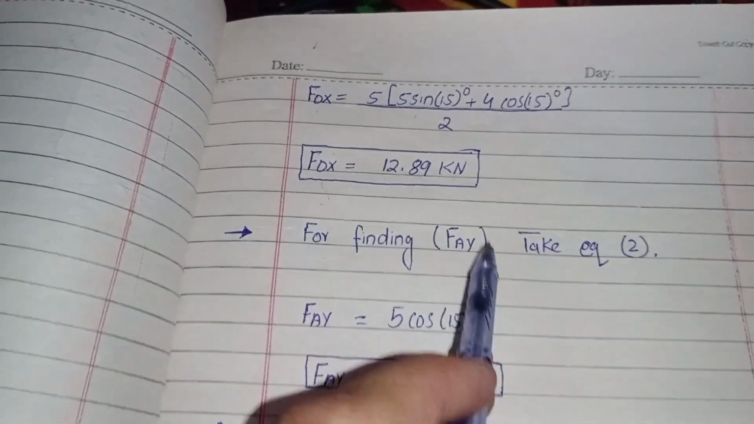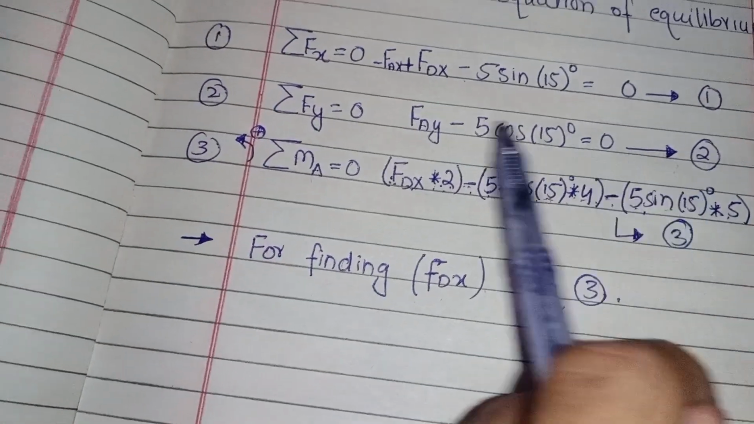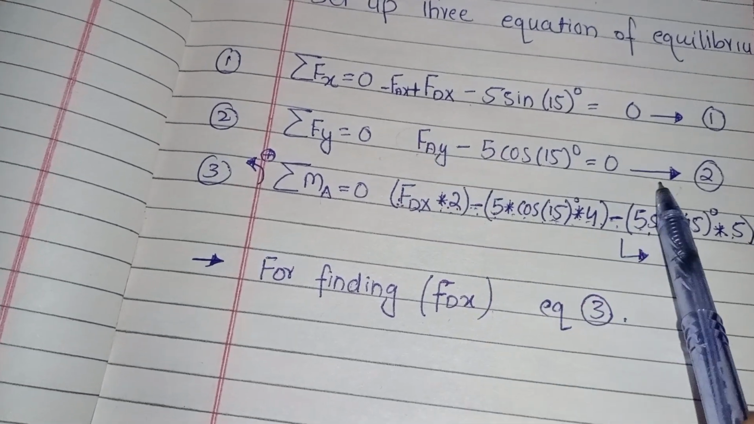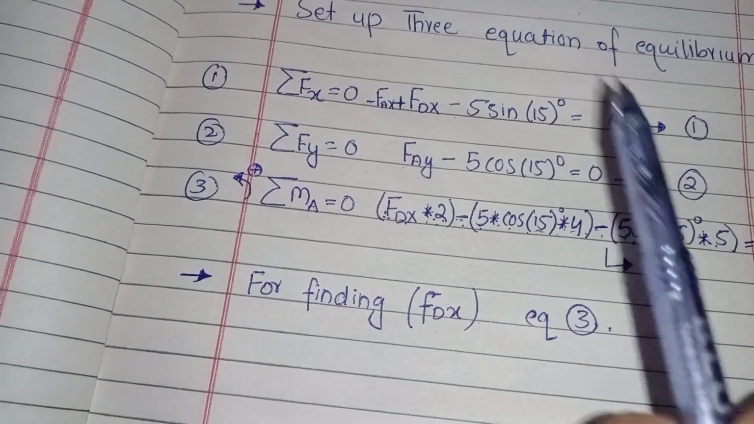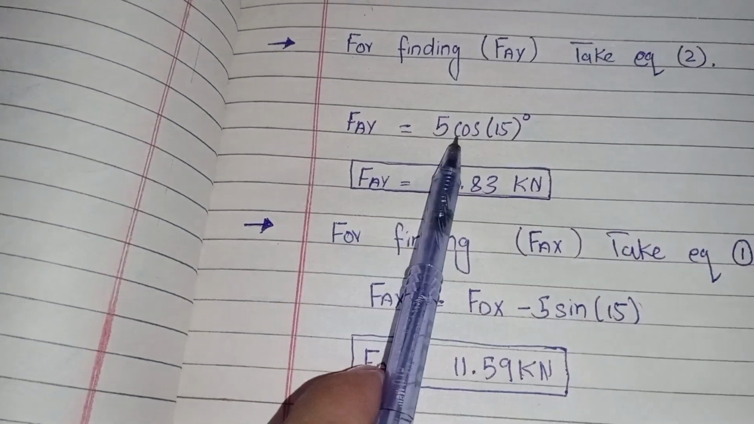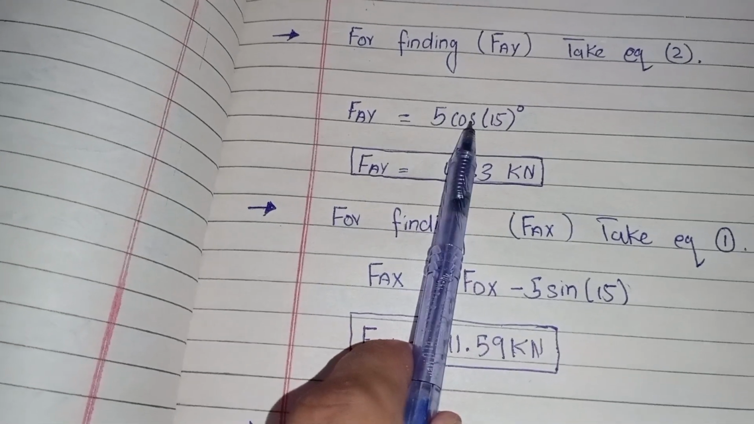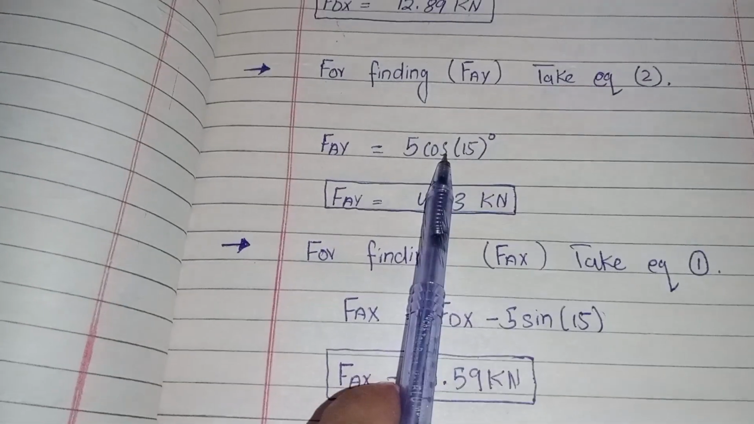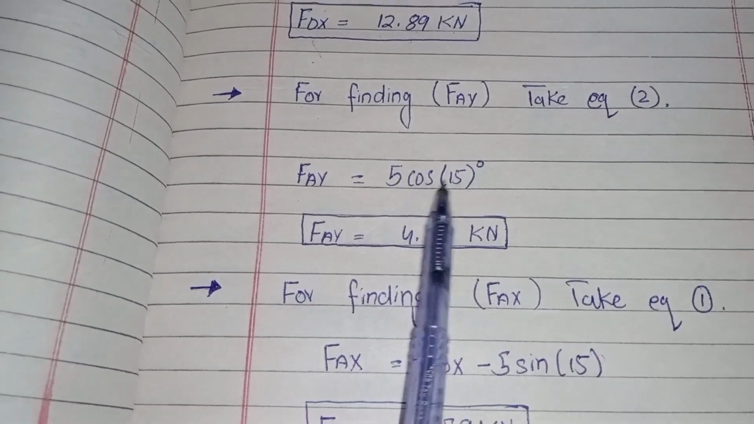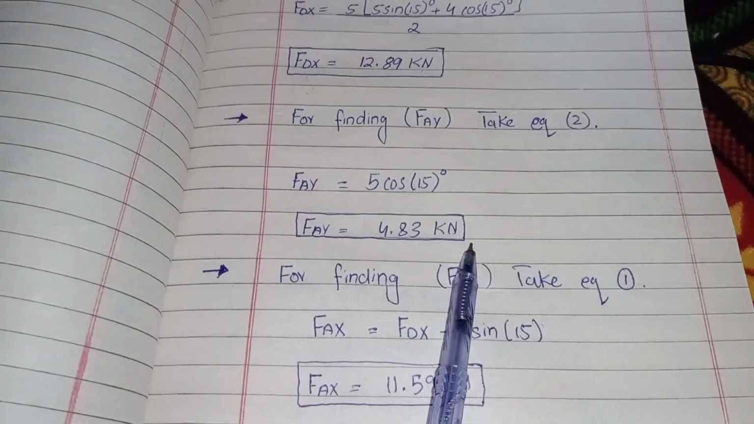For finding fay, I will take equation number 2. Fay will remain here, and I will move all these values to the right side. So fay equal to 5 cos 15. This is minus, when I move it to the right side it will become positive. So 5 cos 15, fay is 4.83 kilonewton.